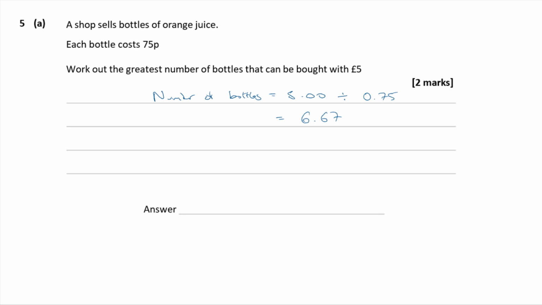If you wanted that to the nearest whole number, 6.67 would normally round up to 7, but we can't afford that 7th bottle. We can afford 6 and a bit bottles of juice, so we can't afford the 7th one. So in this one we're going to have to round down to 6 bottles. Okay, so sometimes in questions you have to round the wrong way, don't you, because of the constraints of the question itself.